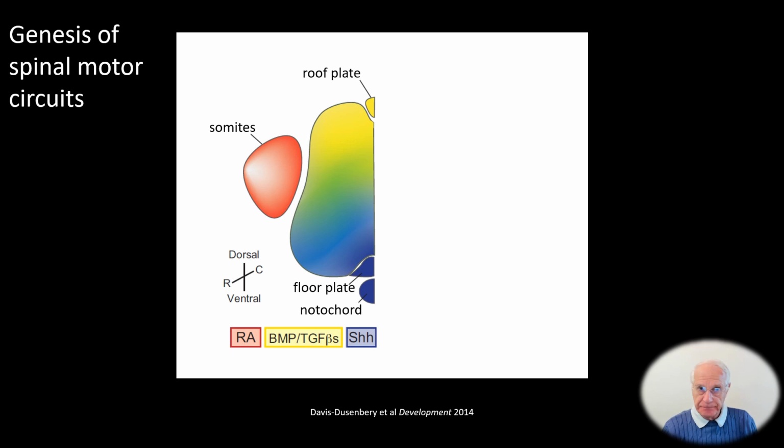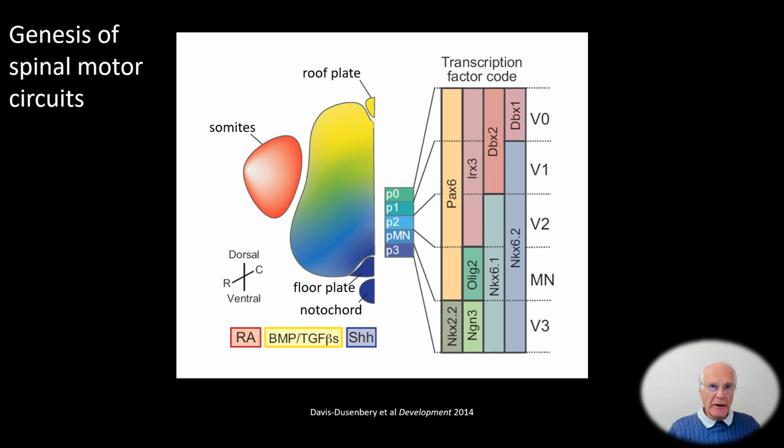Motor neurons are normally induced in the ventral spinal cord. However, by grafting the notochord dorsally, one can induce motor neurons in the dorsal spinal cord. The ventral spinal cord is divided in 5 progenitor domains, P0 to P3 and premotor neuron, which give rise to the adult V0 to V3 interneurons and motor neurons.